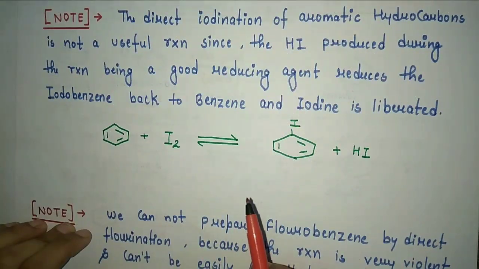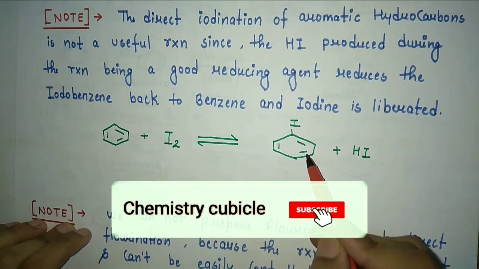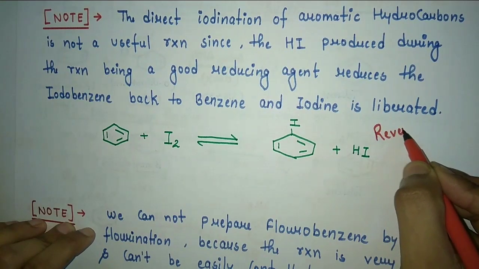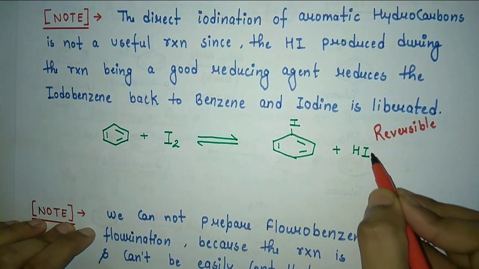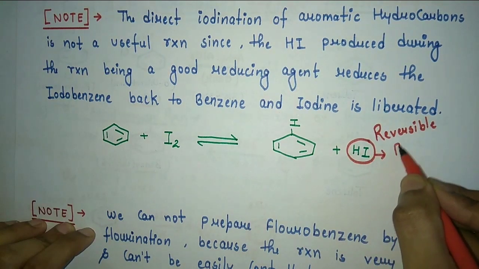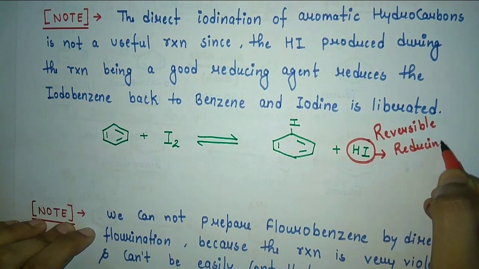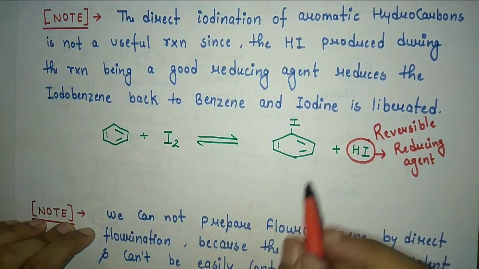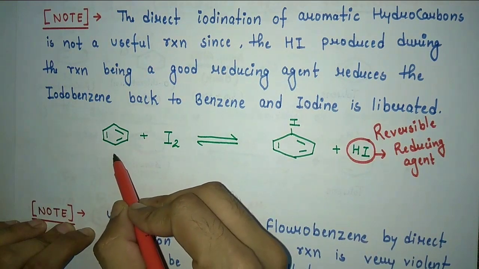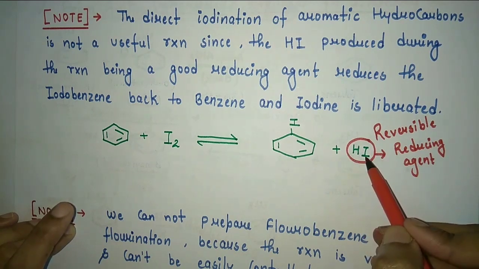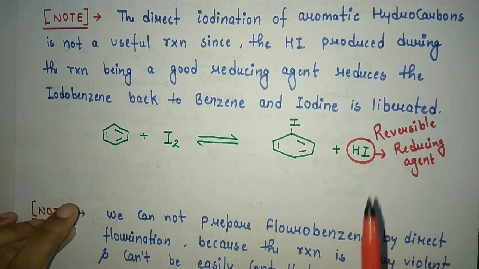Now, the point to remember is that we cannot make iodobenzene by the direct halogenation method because this is a reversible reaction. Why? Because HI is formed as a product, and it is reducing in nature. It is a good reducing agent, so it will reduce our product iodobenzene and convert it back into benzene, and I2 is released. So due to the reducing nature of HI, the reaction is reversible and we can't make iodobenzene by the direct halogenation method.